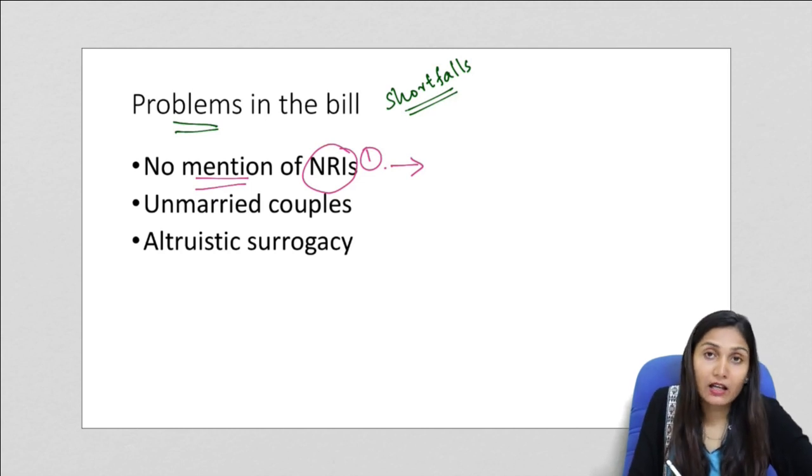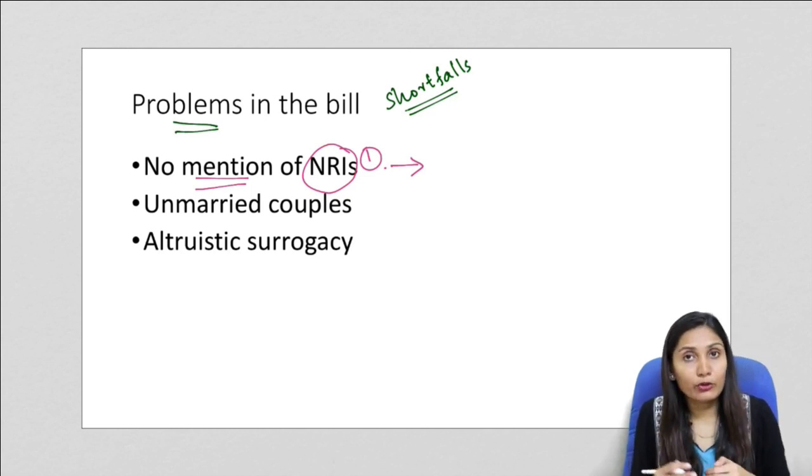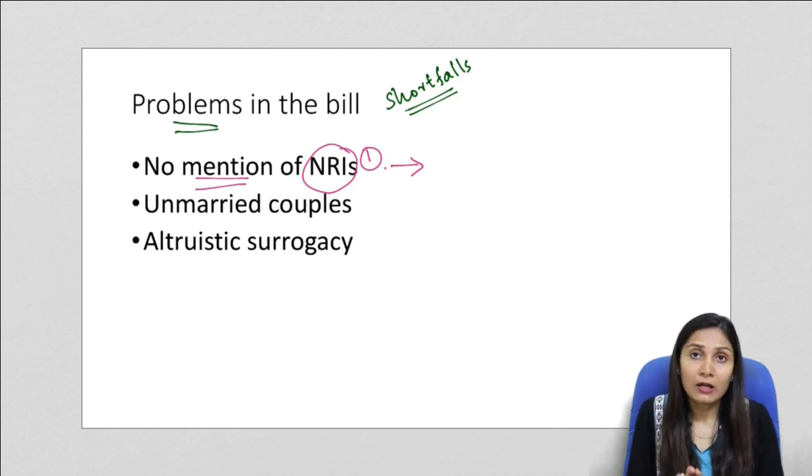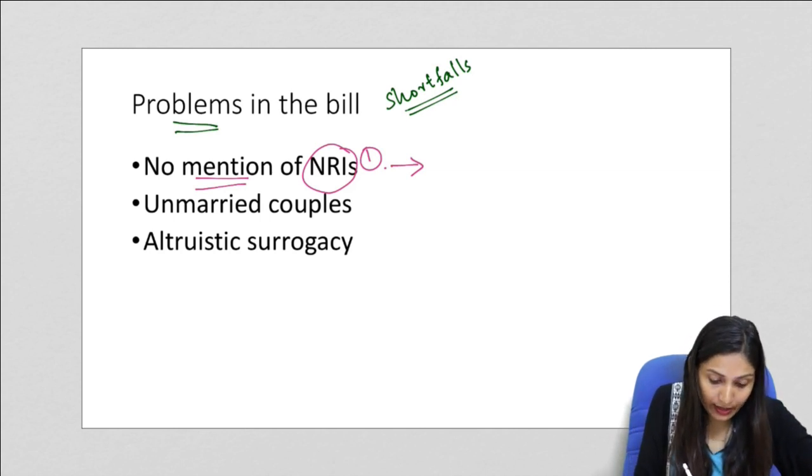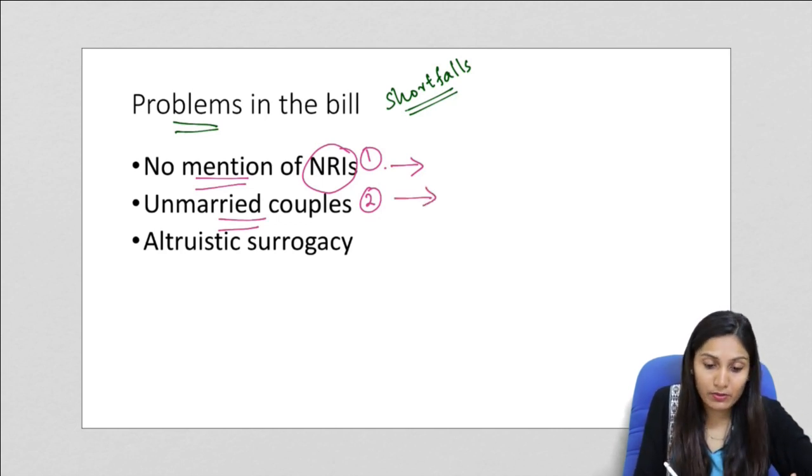So basically NRIs do not reside in India, but for those NRIs who want to come back to India and have a baby, it does not provide any provisions. This is a shortfall. Now the second one is regarding unmarried couples. So this bill also leaves out unmarried couples who want to have a baby through surrogacy.